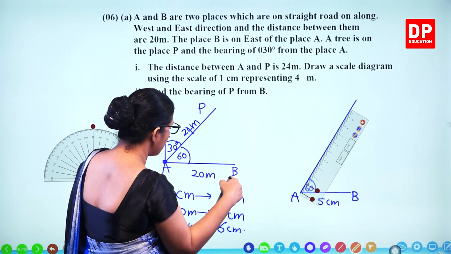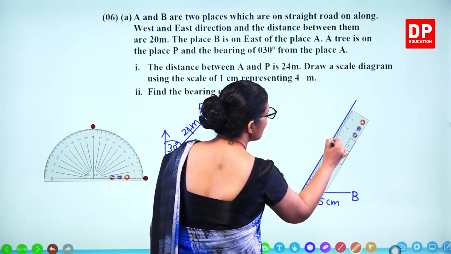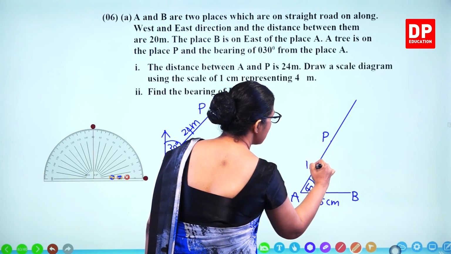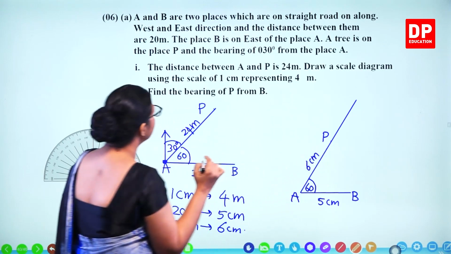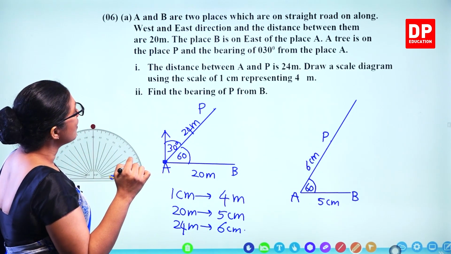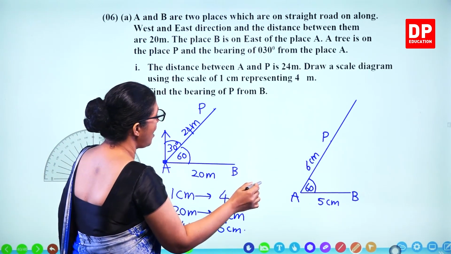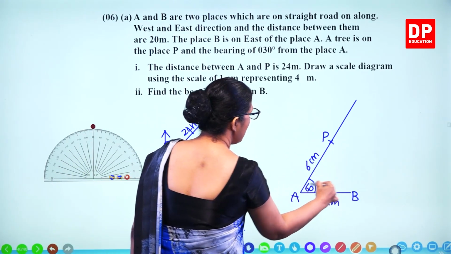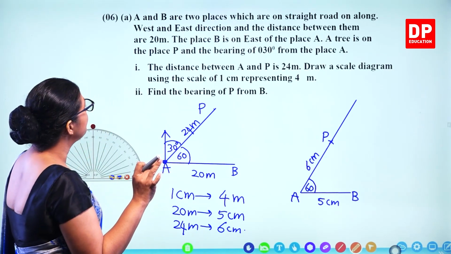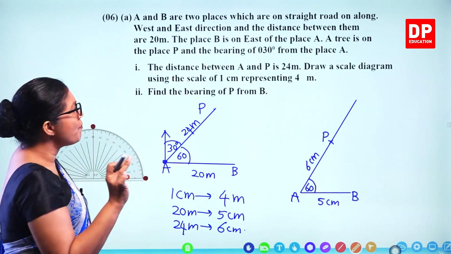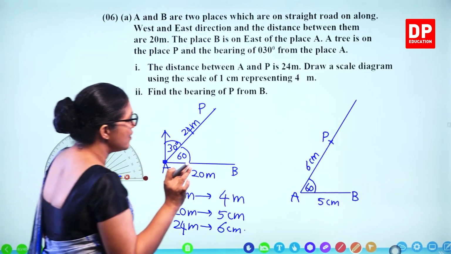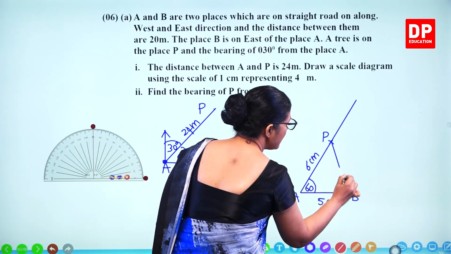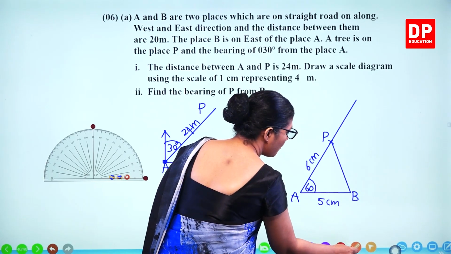And we can measure 6 centimeters. So here, that's the P point. So this is 6 centimeter length. And now we can see this is P, B and A. So that's the diagram. Find the bearing of P from B. So that means we have to connect these two lines and find out the bearing.